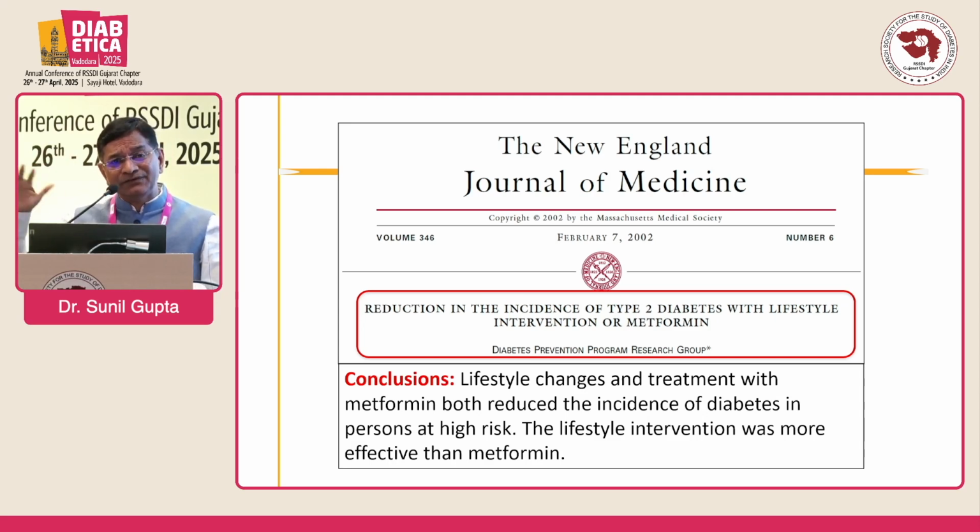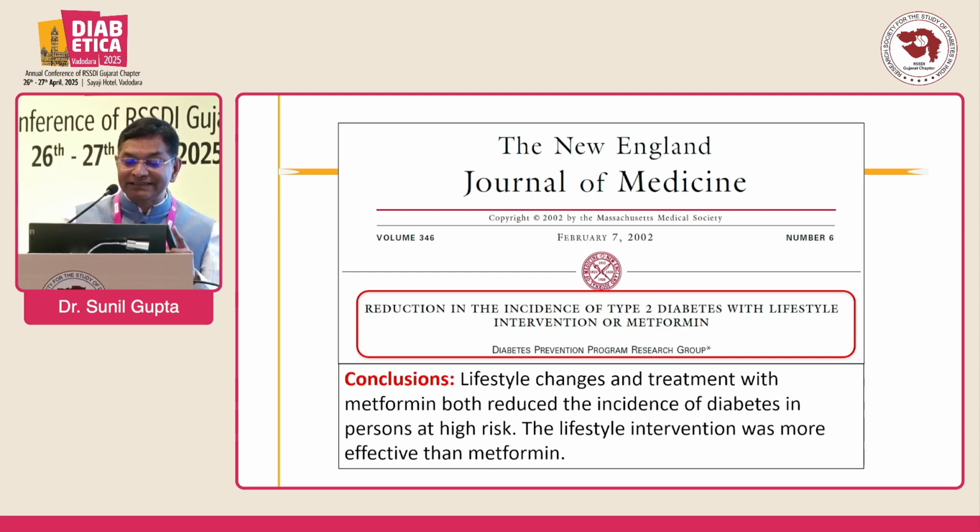So we have a wonderful DCCT trial for type 1 diabetes, UKPDS trial for type 2 diabetes, that's all efficacy and complication and intensive versus conventional therapy. Now you have data for lifestyle modification versus metformin for prevention of development of diabetes in pre-diabetes. So lifestyle change, this is the DPP, Diabetes Prevention Program, where lifestyle changes and the treatment with metformin both have reduced the incidence of diabetes in people who are at high risk.